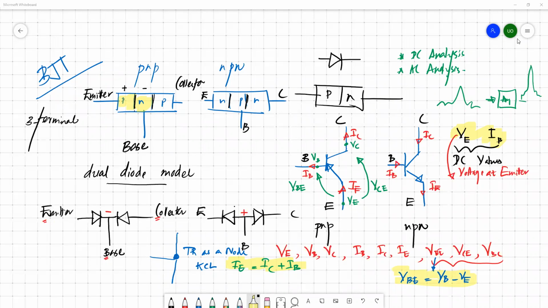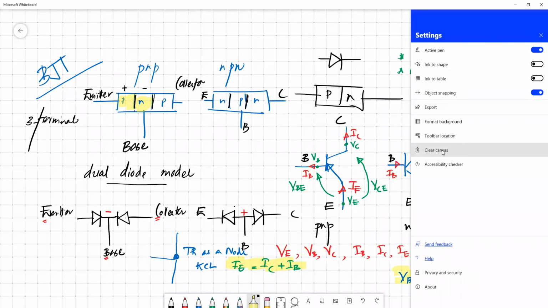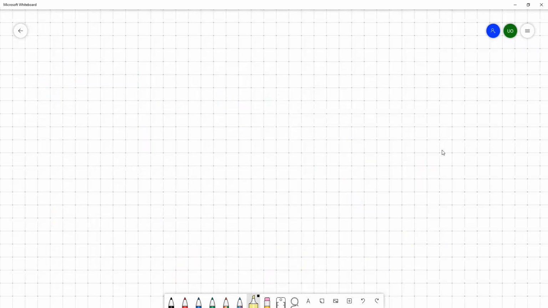Then we'll move to the transistor arrangement. If you have any questions, just ask or drop a message in the chat box.